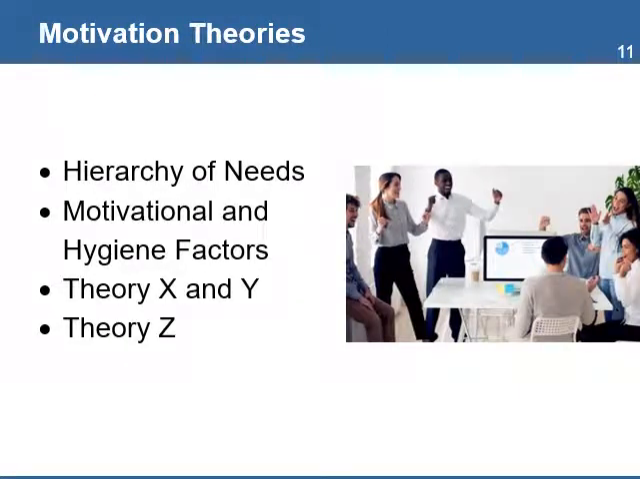The success of the project depends on the performance and motivation of the team. A highly motivated project team translates into better quality, higher productivity, satisfaction, and a high morale. As a project manager, you need to understand the dynamics of human behavior to motivate your team. There are 4 important motivation theories that a project manager should know to understand the dynamics of human behavior. These are the hierarchy of needs, motivational and hygiene factors, theory X and Y, and finally theory C.